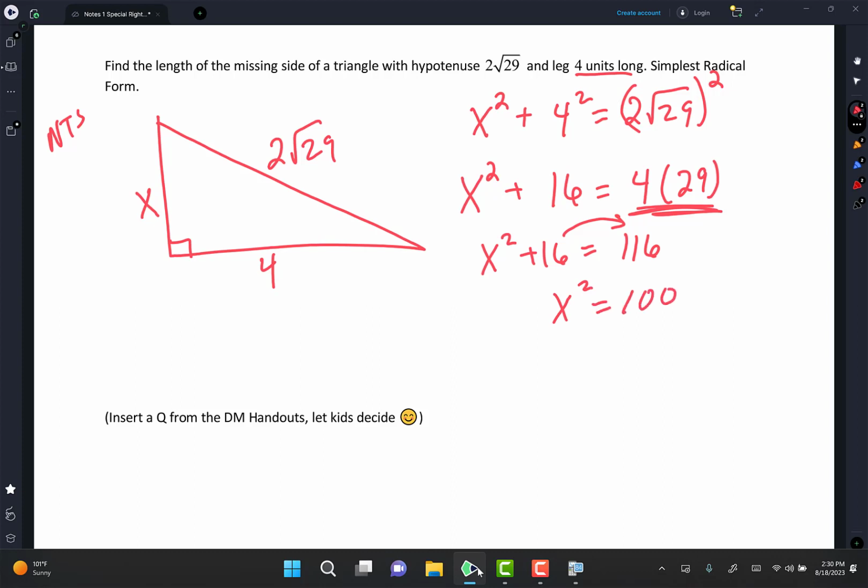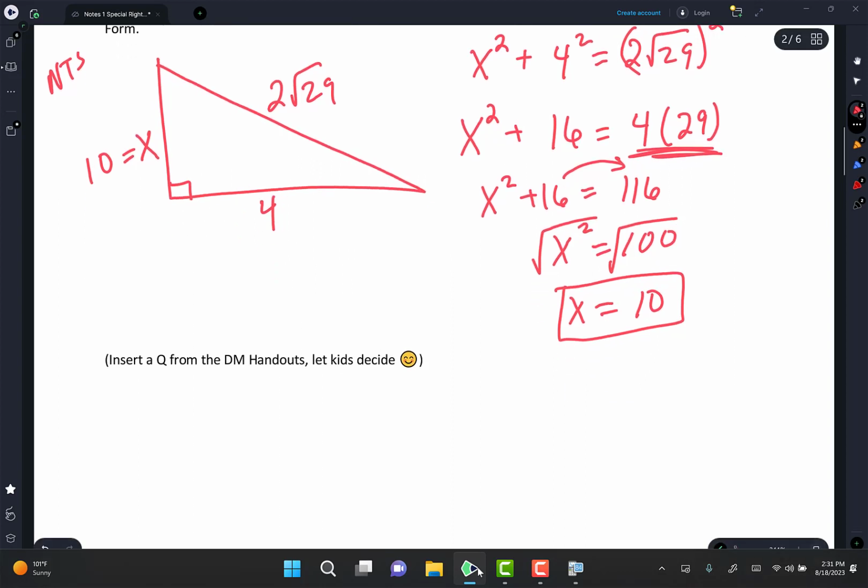So there it is. And now the last step, x is not 100. x squared is 100. So how do I get x by itself? Take a square root. And it's a perfect square. So x equals 10. So there it is. How do you feel? You guys feel good?